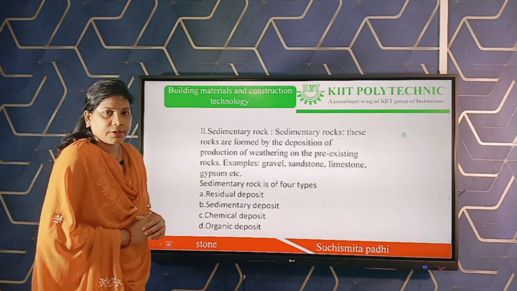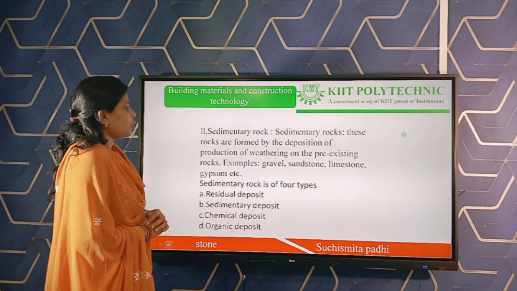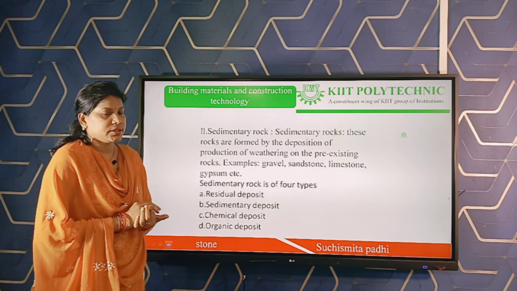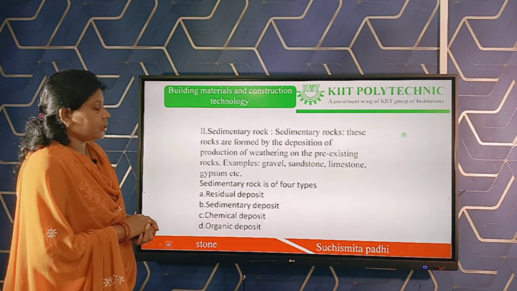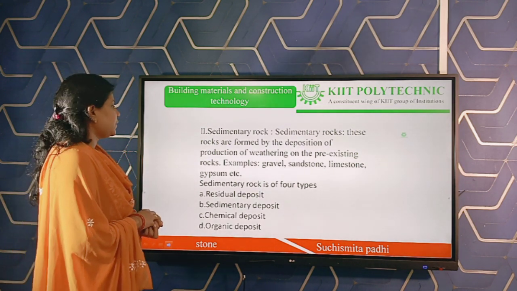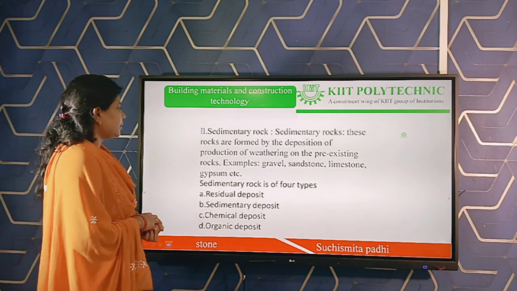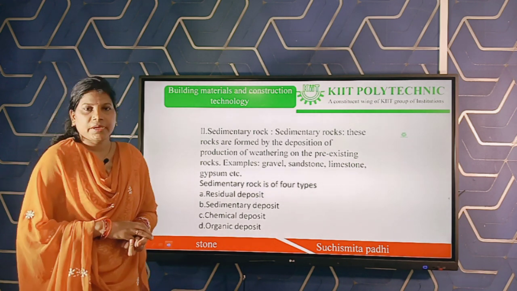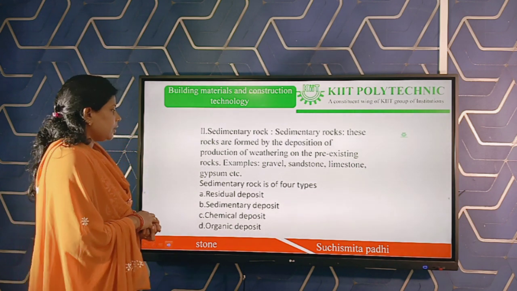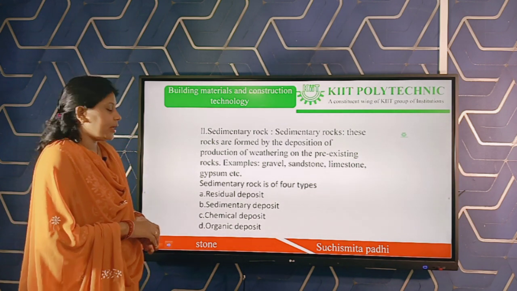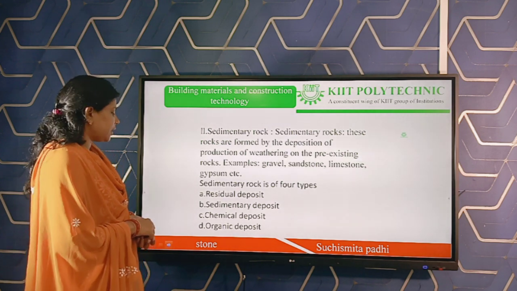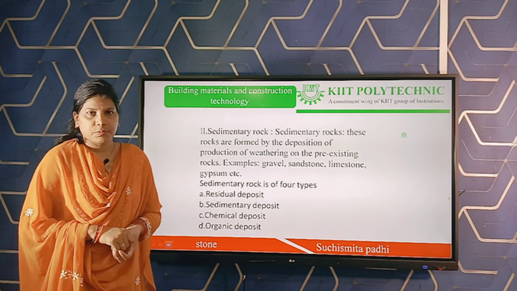Next is sedimentary rock. Sedimentary rocks are formed by the deposition of products of weathering. Means these rocks are formed due to the weathering effects on the pre-existing rocks. And the examples are gravel, sandstone, limestone, gypsum, etc. Again, sedimentary rock is of four types: residual deposit, sedimentary deposit, chemical deposit, and organic deposit.